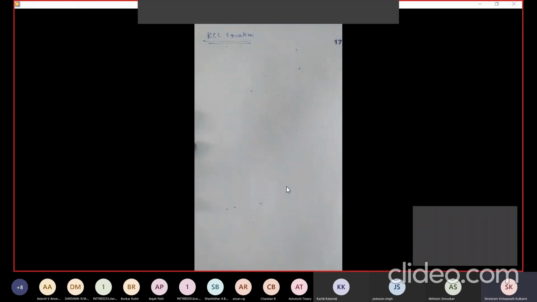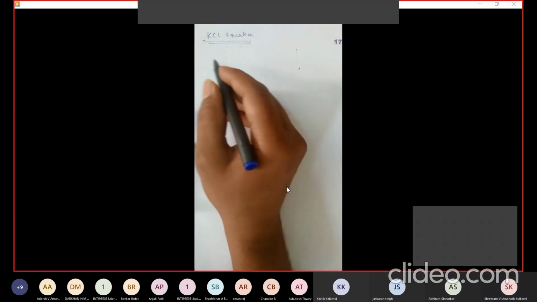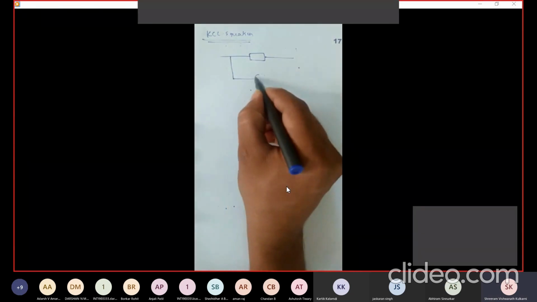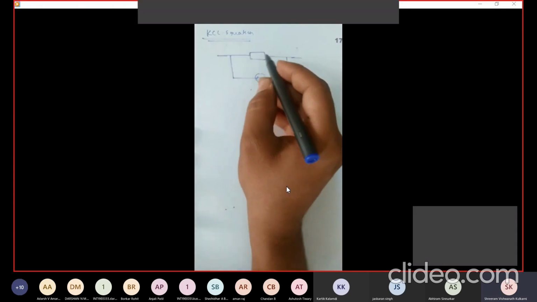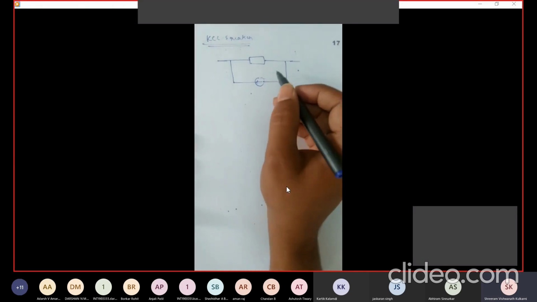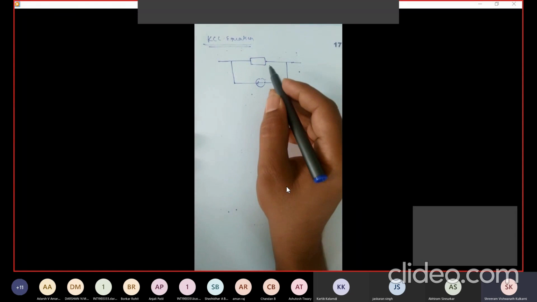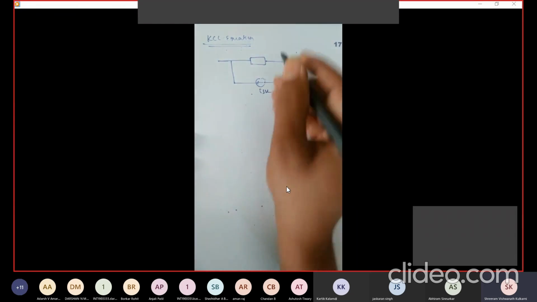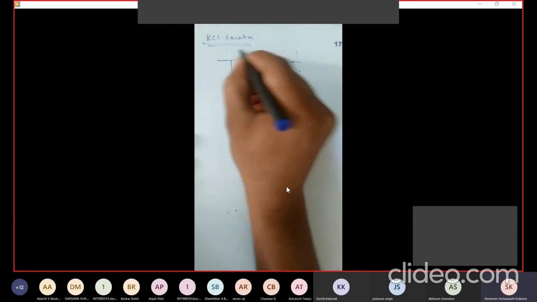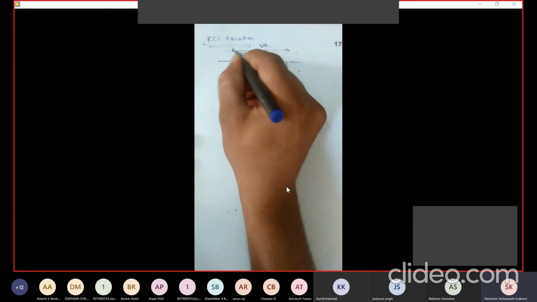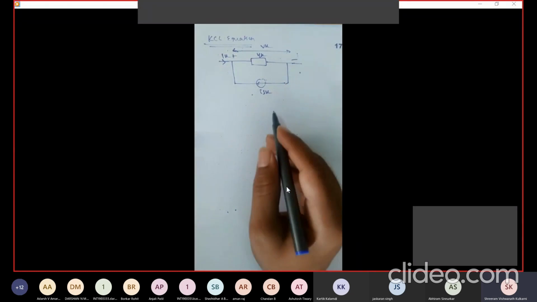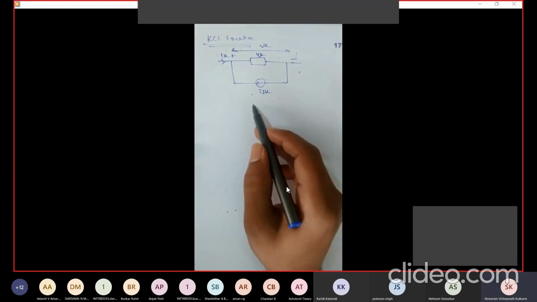For this, I am going to consider this circuit. For KVL, I consider the impedance in series with a voltage source. For KCL, the admittance in parallel with a current source: ISK, this is YK, the total VK, IK. This is a circuit diagram.